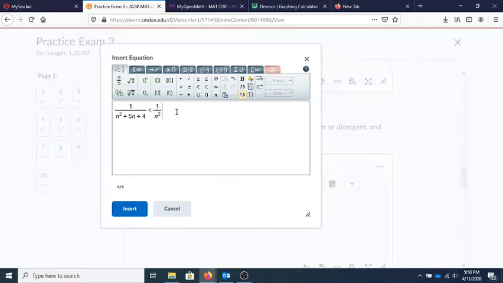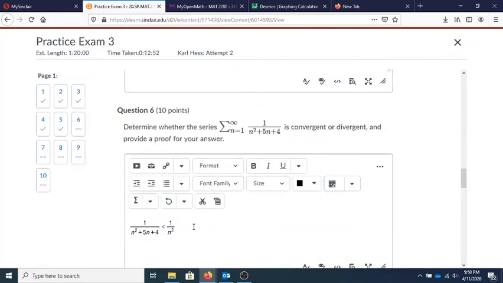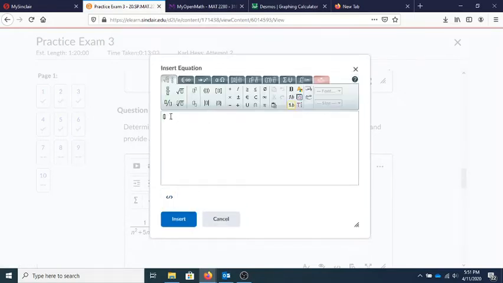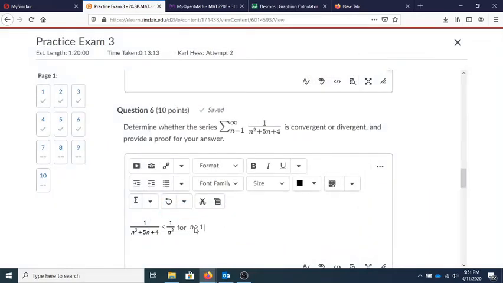Let's go ahead and hit insert, and we'll say 4. And then we want to say n greater than or equal to 1, so I'll go back into my equation editor and say 4n, and I'll click my little greater than or equal to button and type a 1 and click insert. But what else do we want to say? I'm going to use the comparison test, so I need to make sure I check off the conditions.